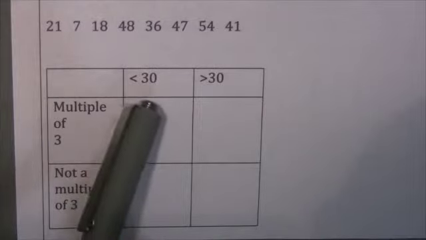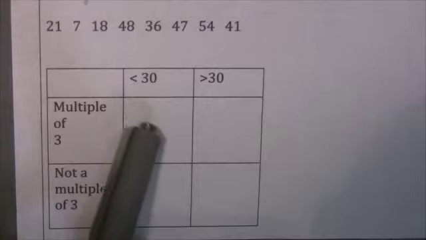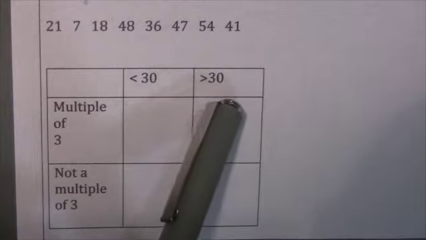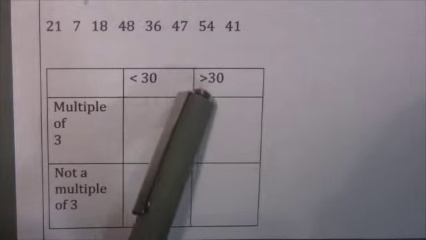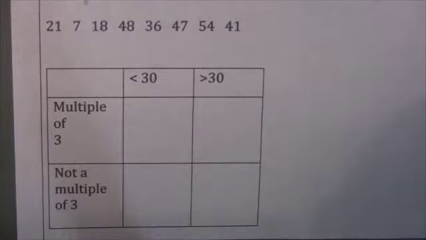So 30 is going to be bigger than our number. So any number in here has to be less than 30. Here we have the crocodile and he's not eating 30, so the numbers we put in here must be bigger than 30. So let's look at the first one.